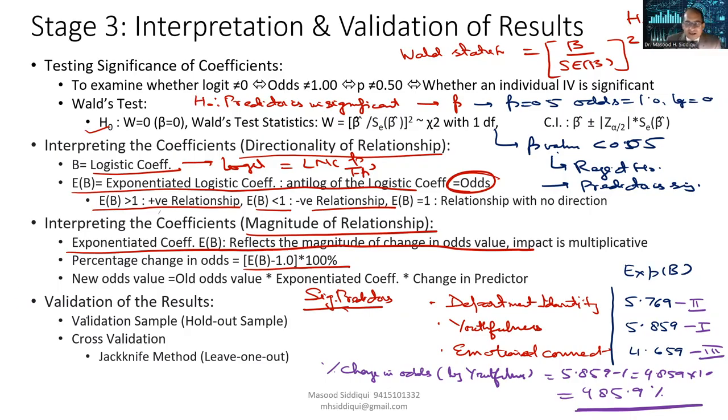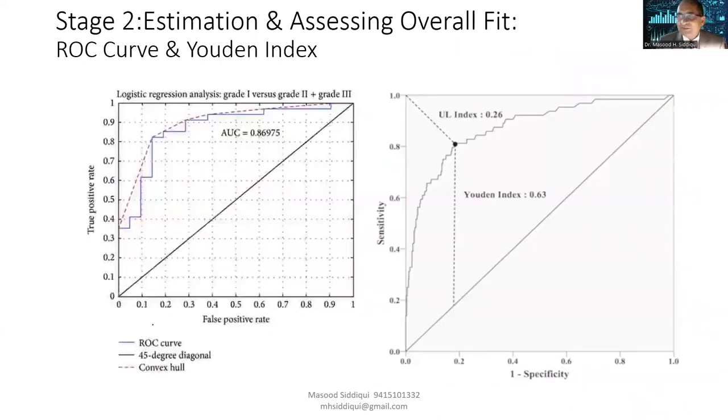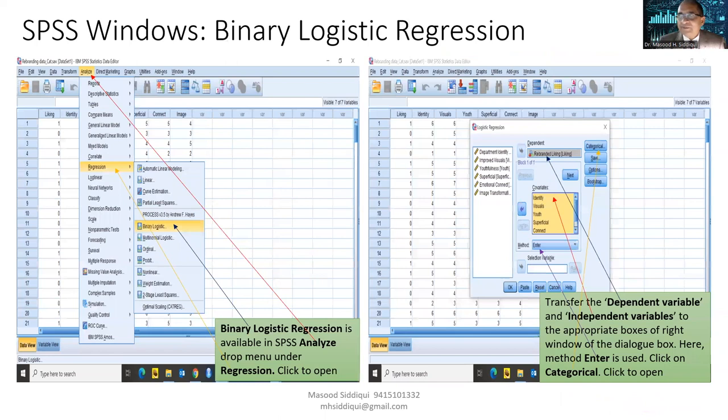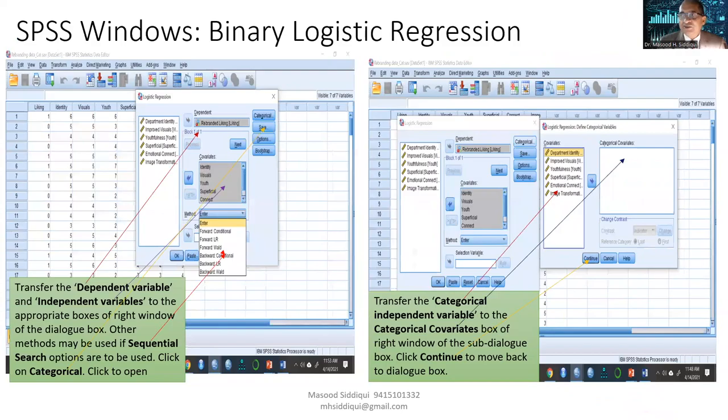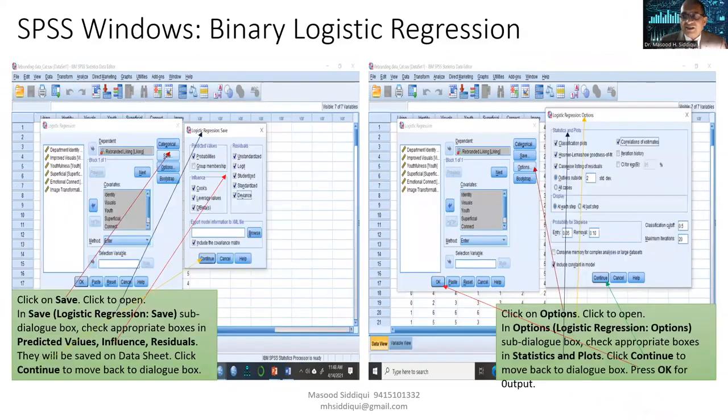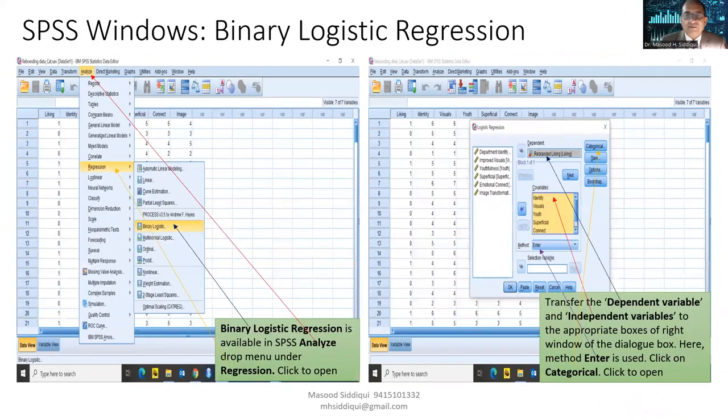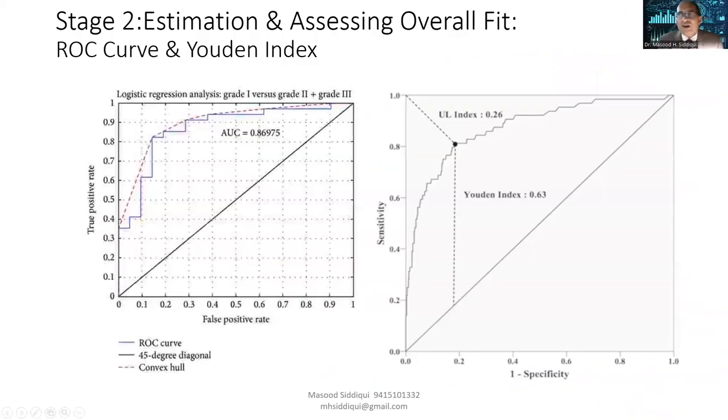In the end, we have validation of the result. For that, we divide our sample into two subsamples. One is the training set where we develop the model, and on the other set, we check whether the model is valid or not. That is the holdout sample case. These are the SPSS window screenshots that show how you can run the model. Okay. So this is approximately all about the logistic regression model.